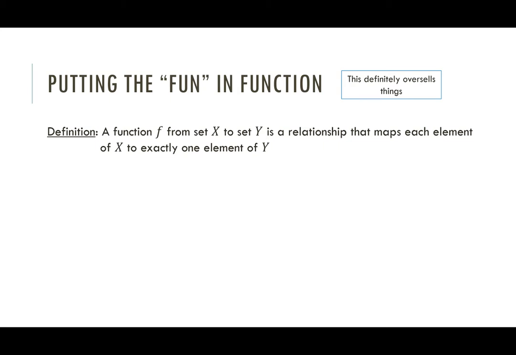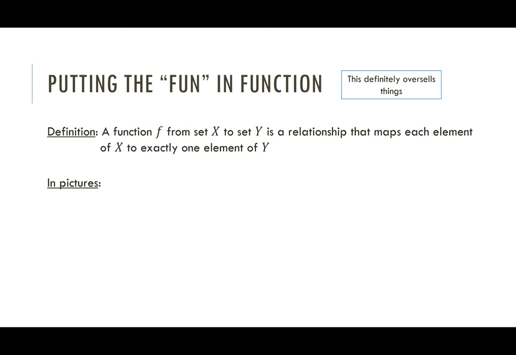So a function f from the set x to set y is a relationship that maps each element of x to exactly one element of y. So that's the definition of a function, this idea of mapping or sending each element of your domain to exactly one element of your codomain.